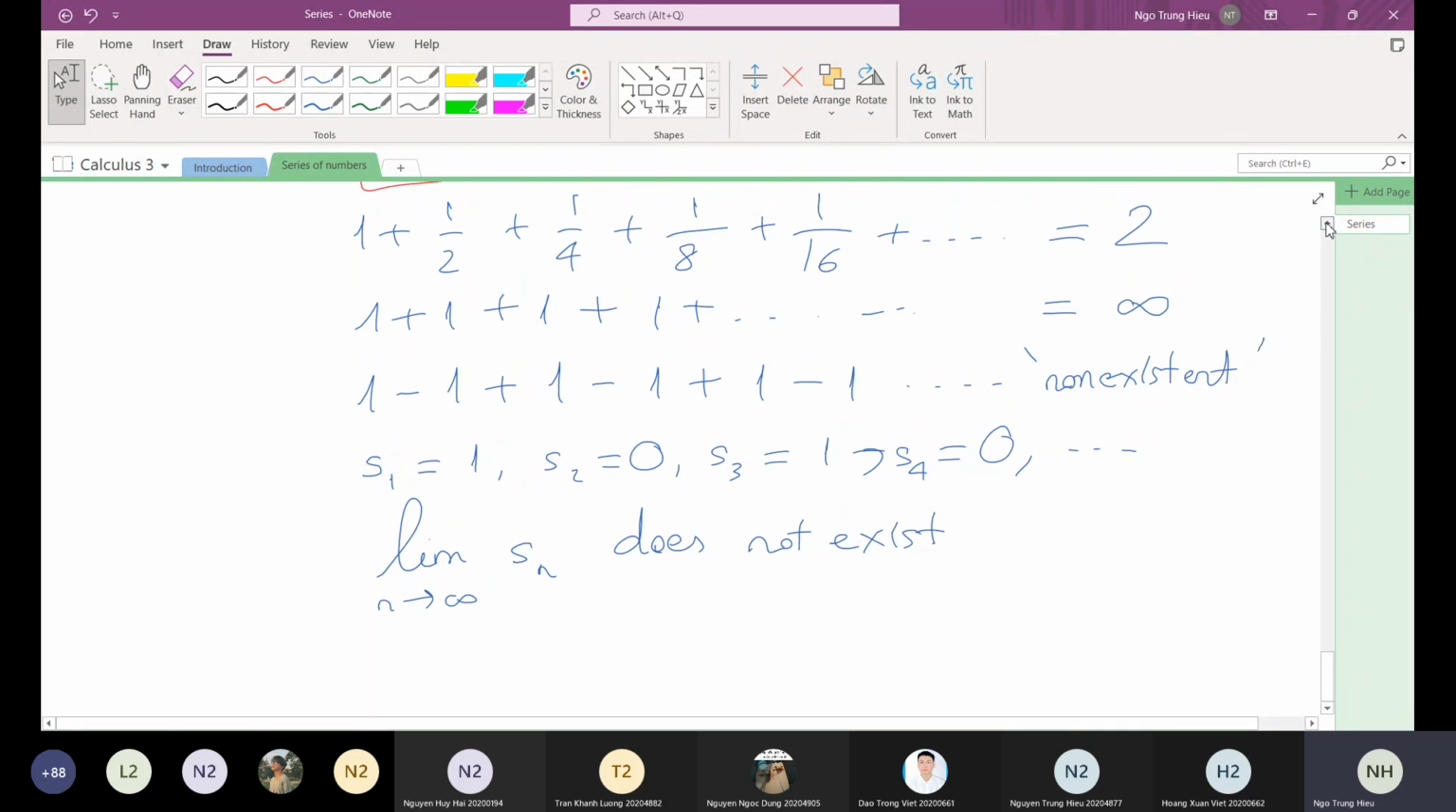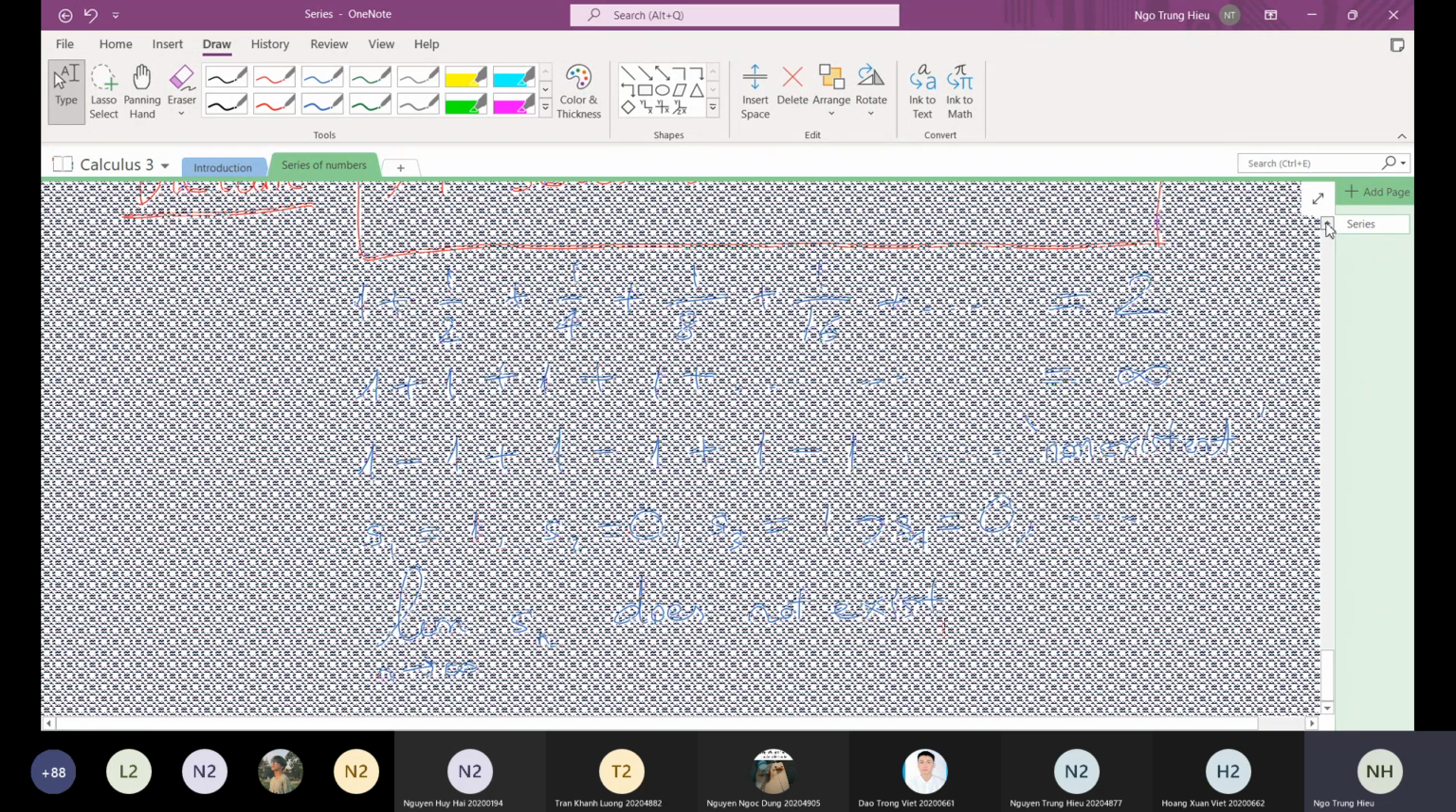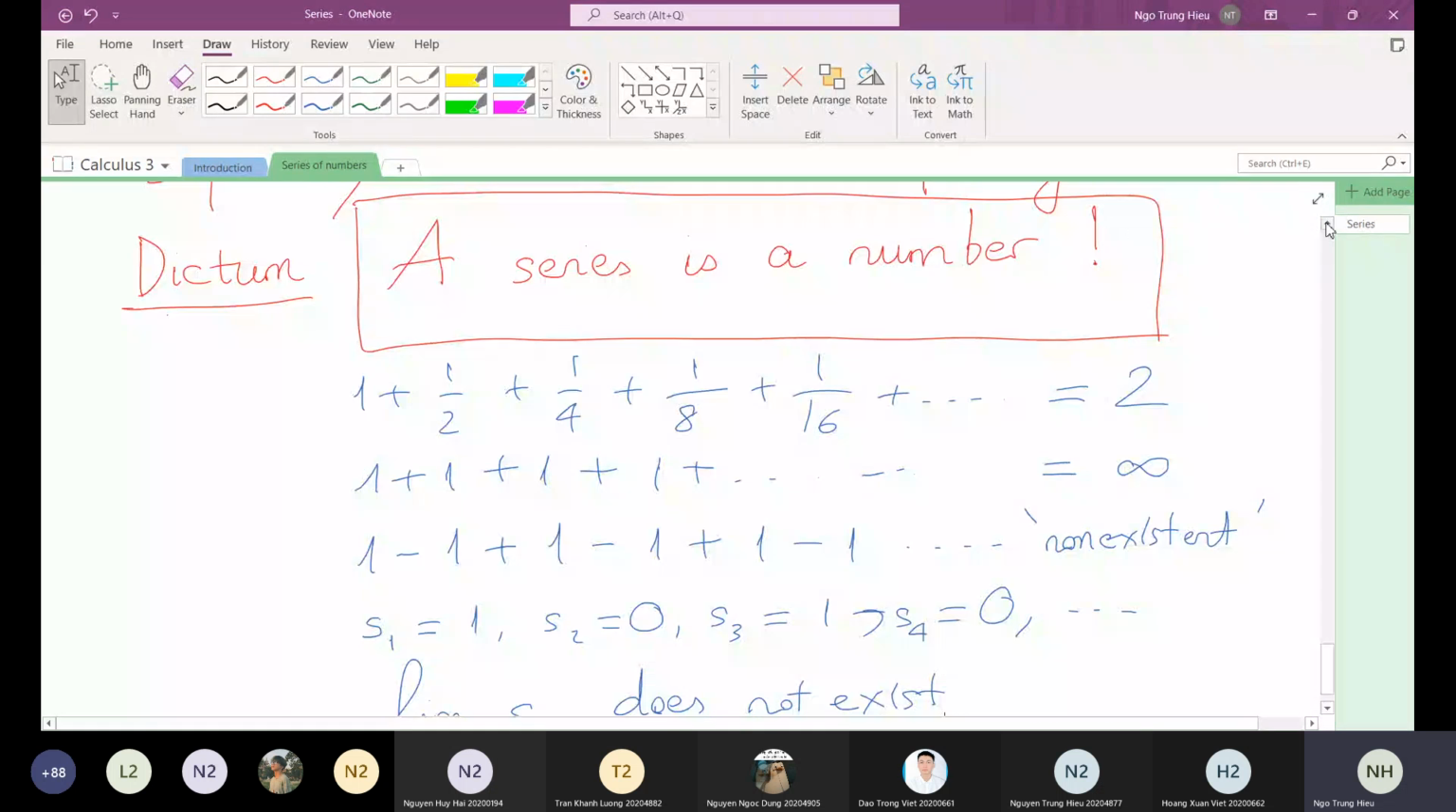So remember this dictum: a series is a number. It may be a real number, it may be a complex number, it may be an infinite number, it may be a number that doesn't exist. All right, so any questions so far?